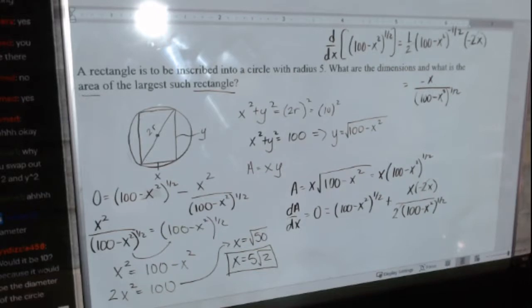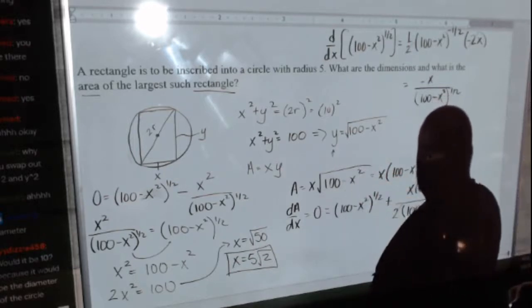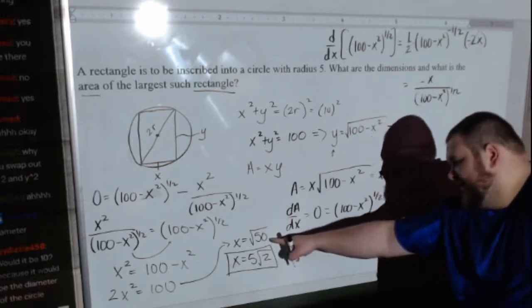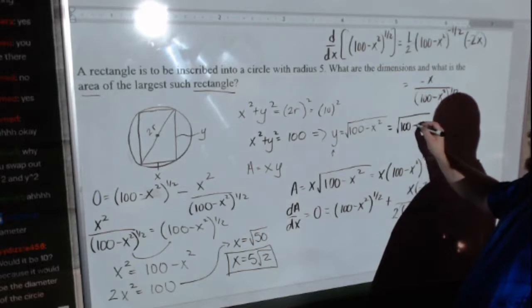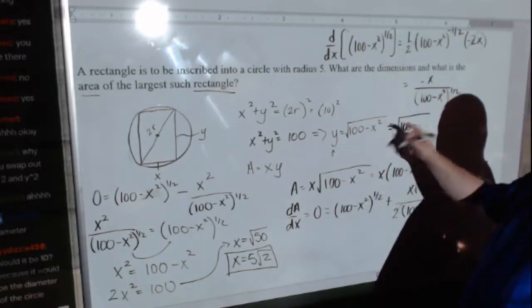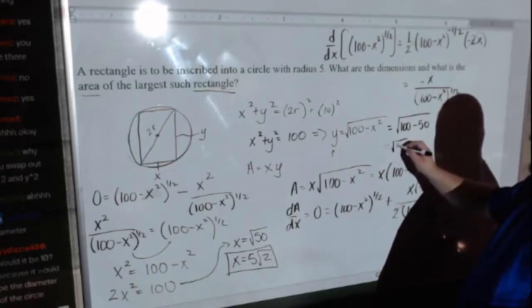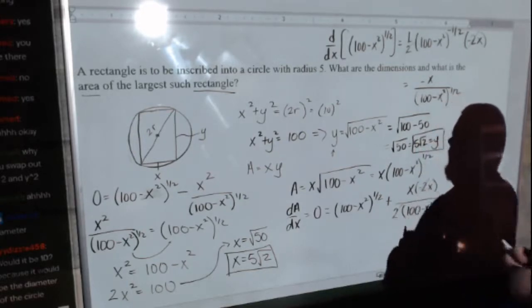So I've got x, I need to find y. My equation for y is right here. So I just need to plug this back in for x, or even that form. So this will be the square root of 100 minus the square root of 50 squared, which is 50. I get back square root 50, or 5 root 2 for y as well.